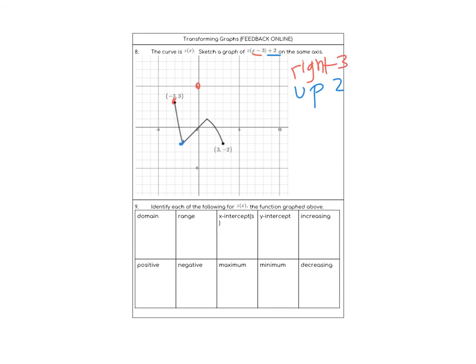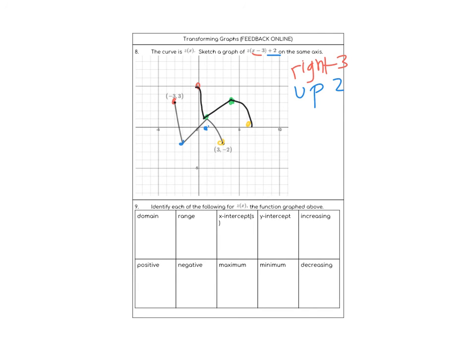My next point is at negative 2, negative 2. We're going right 3 and up 2. My next one is at 1, 1. We're going right 3 and up 2. And my last one is at 3, negative 2. We're going to go right 3 and up 2. So my new graph would look something like this.